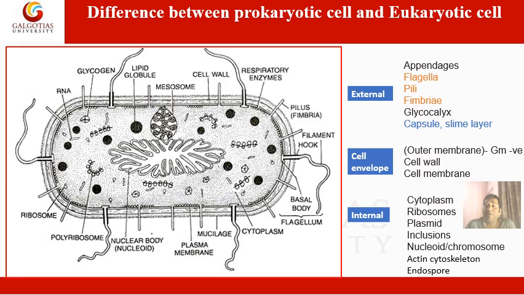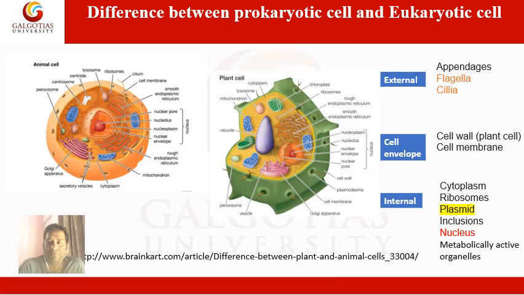Then they can have freely suspended nuclear material that is called nucleoid. They can have various kinds of cytoplasmic inclusions like polyhydroxybutyrate and other storage molecules like fat droplets, then gas vacuoles, and an actin cytoskeleton is also reported in certain kinds of prokaryotic cells to support the cell. They can also have endospores as well. So all these things together, the external cell envelope and internal structures, are present mostly in all the prokaryotic cells.